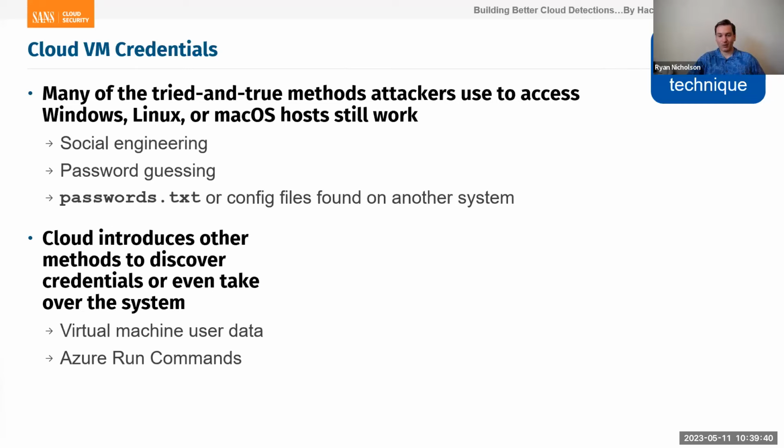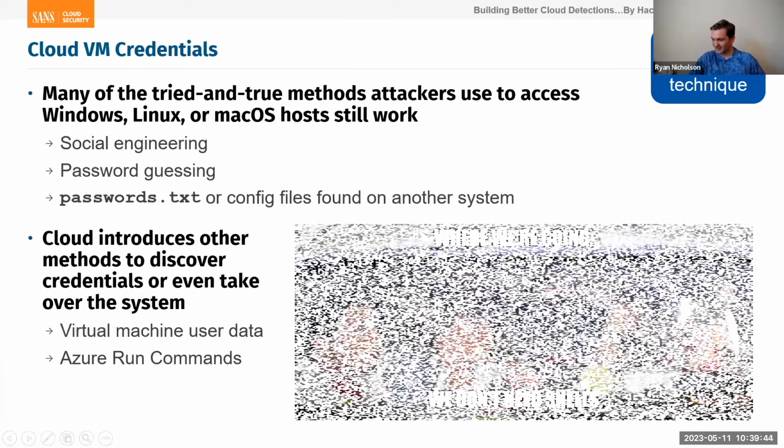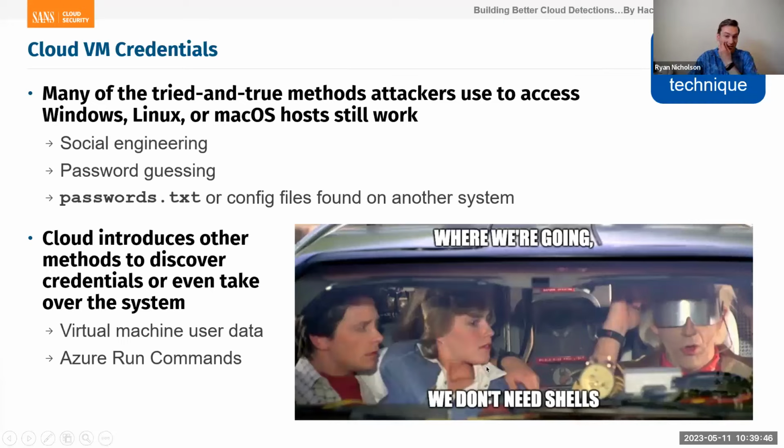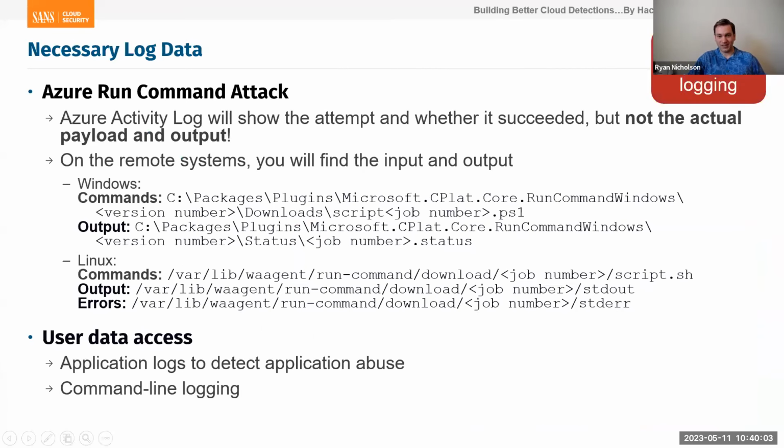So again, this doesn't even require the attacker to have shell access to your environment. All right, there's my little meme there. Where we're going, we don't need shells, because they don't. They may not need access at all to the virtual machine, like actually SSHing to it or establishing a remote desktop, they could just say, hey, Azure, run this command on my behalf as the Azure user itself, not the virtual machine user. So we'll see what that looks like here.